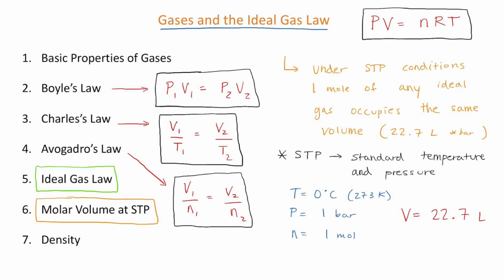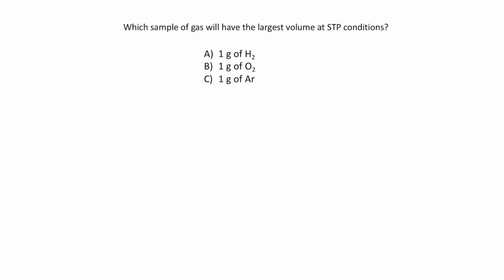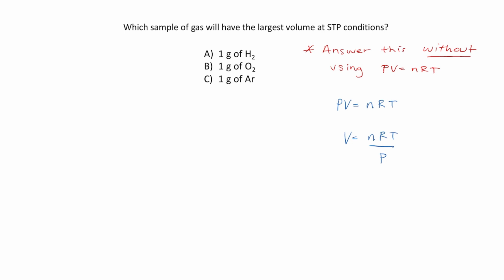Now let's do a question to help us understand this. In this question, we're asked which sample of gas will have the largest volume at STP conditions. And now my challenge to you is to answer this question without using the ideal gas law. Because sure, you could use PV equals nRT, rearrange for V, you know the gas constant, you know the temperature and the pressure, because it's STP conditions, and all you would need to do is solve for the moles of all three gases. And then you could solve for the volume of hydrogen, oxygen, and argon.